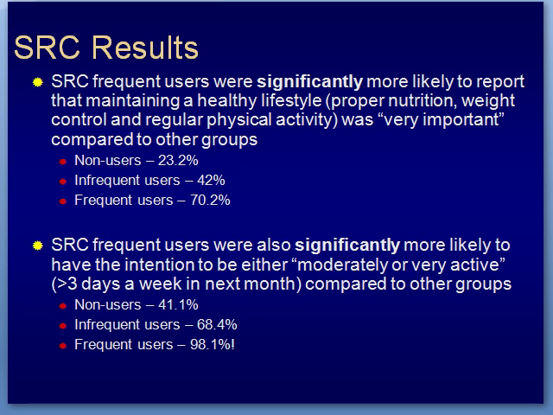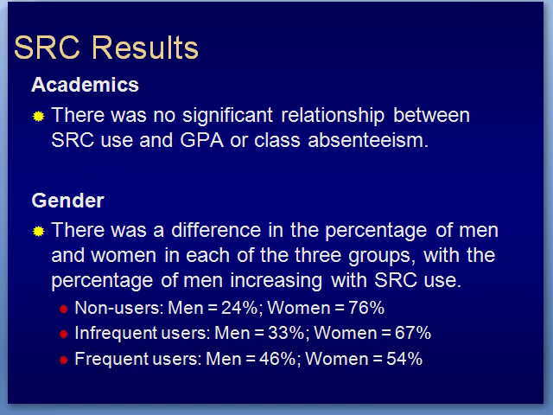The priorities of the frequent users were much higher, and the intentions to be physically active were significantly higher as well. So the priority of it by frequent users was placed as very important, 70% of frequent users, whereas less than half of the other two groups would place that as very important. And so intentions to be physically active and the priority placed on being physically active are two of the biggest components to predicting short-term adherence. So we would predict based on these results that the frequent users would be much more likely to continue to use the rec center in the future.